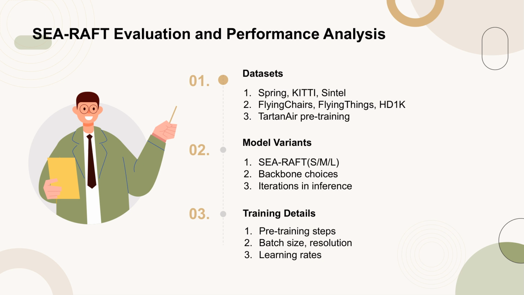The SEA-RAFT model is implemented in PyTorch and comes in three variants: SEA-RAFT S, SEA-RAFT M, and SEA-RAFT L, differing in backbone choices and the number of iterations in inference. The training details include pre-training on TartanAir for 300K steps, followed by training on FlyingChairs and FlyingThings 3D with specified batch sizes, input resolutions, and learning rates.